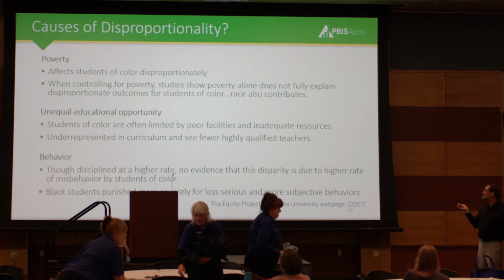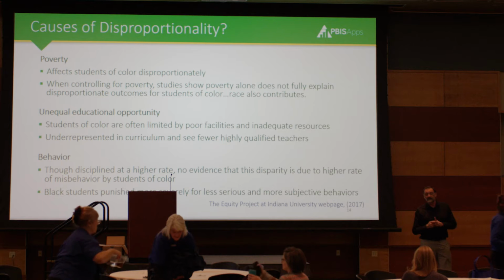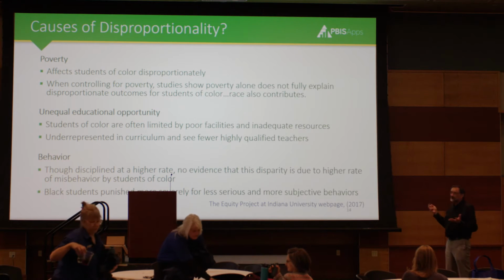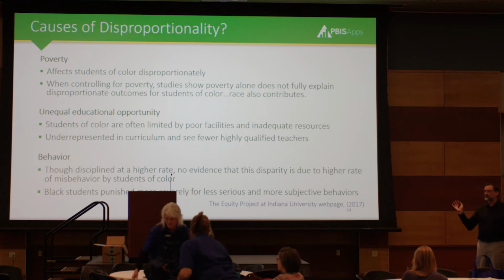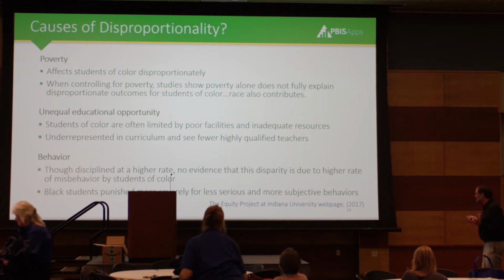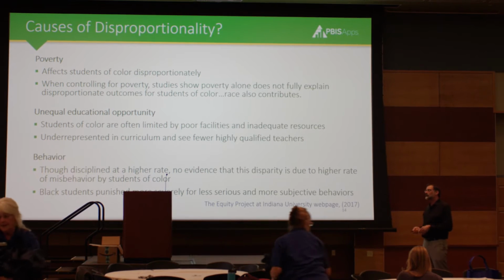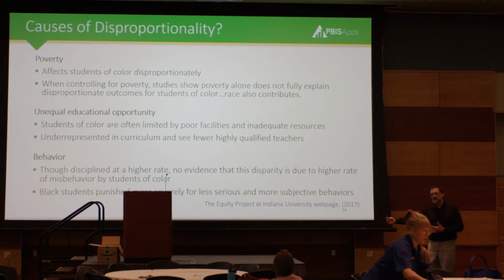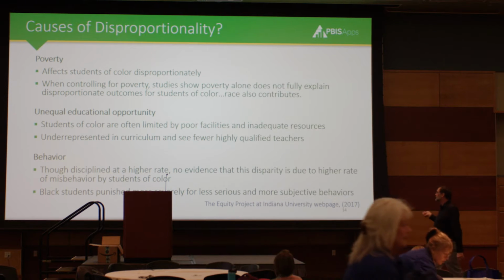There's an unequal educational opportunity. Students of color are often limited by the poor facilities and the resources they can get access to. They're underrepresented in the curriculum. We don't see those same students in the curriculum like we do pictures of white students. They see fewer highly qualified teachers. They're more likely to be in a segregated school, even though we went through an era of desegregation.